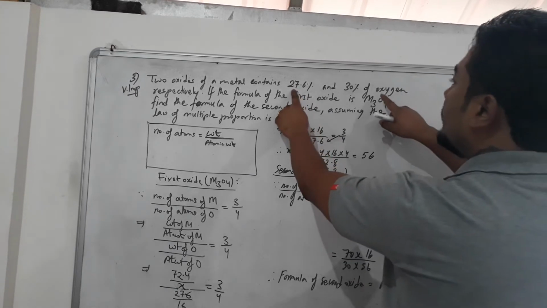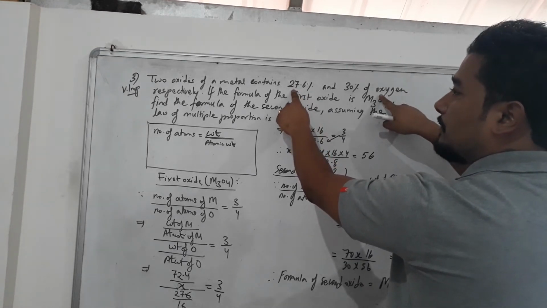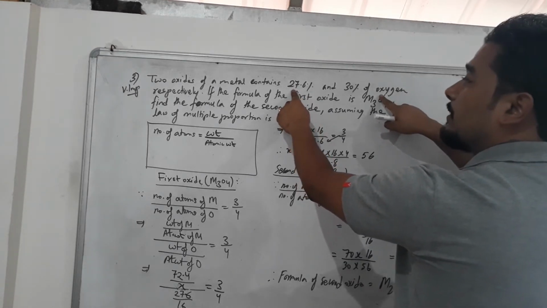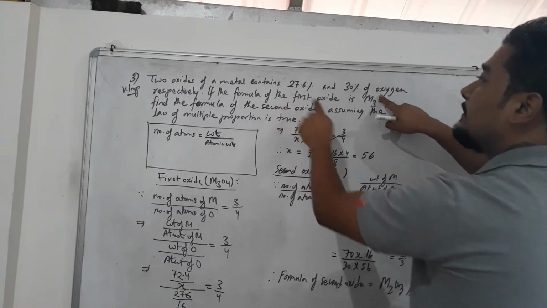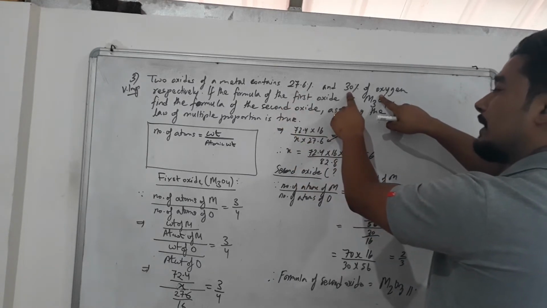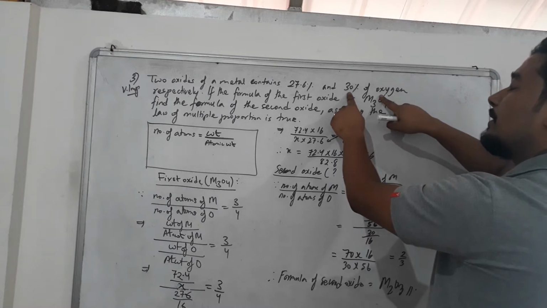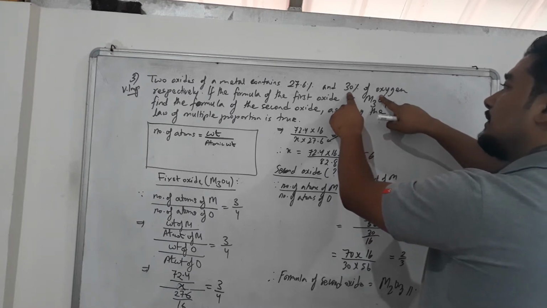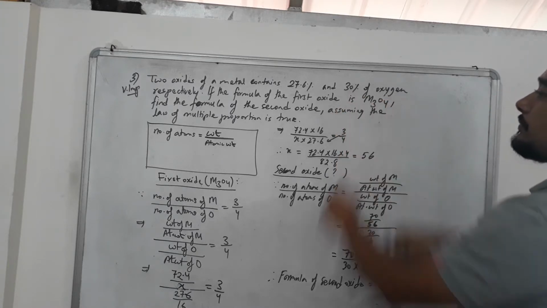And do remember, students, this is the percentage of oxygen in the first compound. If you subtract it from 100, you get the percentage of the metal in the first compound. Similarly, this is the percentage of oxygen in the second compound. If you subtract it from 100, you get the percentage of the metal in the second compound.